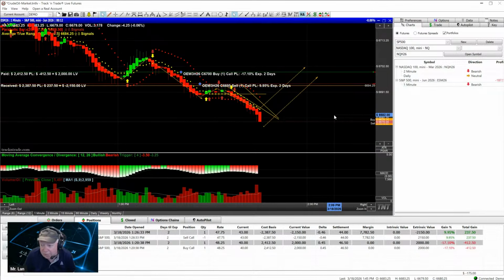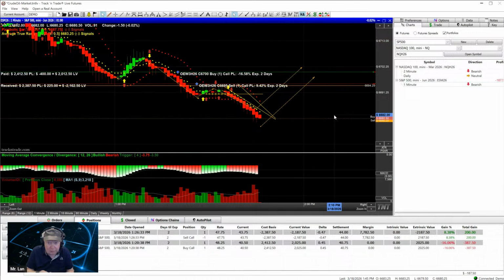The bleeding stopped at about 175 bucks, it looks like. Of course, if it keeps going, it'll outpace it. But we got to have a reversal and have a little rally here. Now we're $400 down on our long call, $200 up on our short call. We're only down 175.